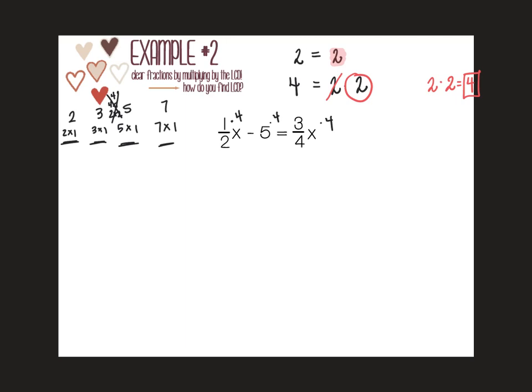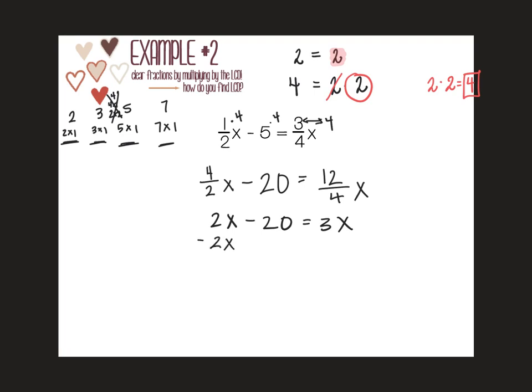So 1 half times 4, I end up with 4 over 2x. Negative 5 times 4 is minus 20. I'm going to multiply these two together. 3 times 4 is 12 over 4x. 4 divided by 2 is 2. 12 divided by 4 is 3. Look at that. All your fractions are gone. So that is the easiest way to solve something when you're given fractions, just multiply by the least common denominator and get those to all clear out.